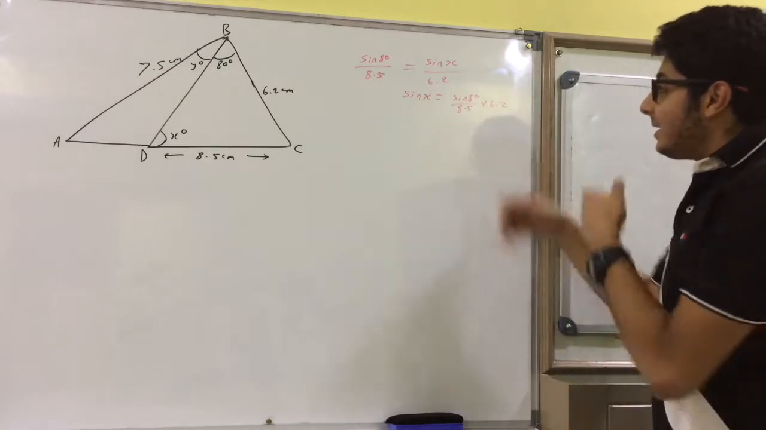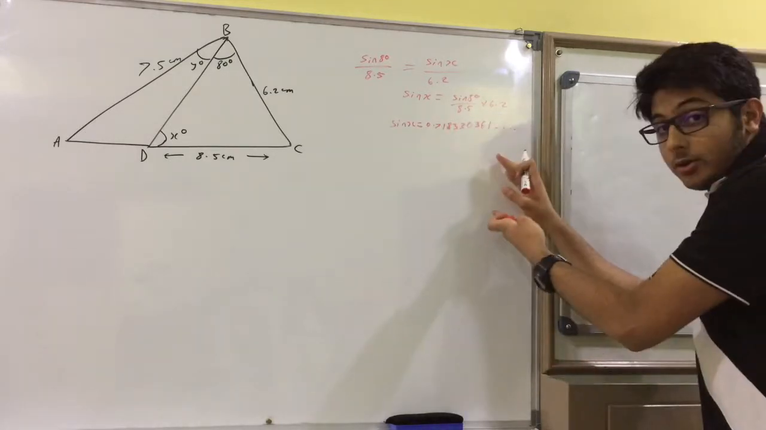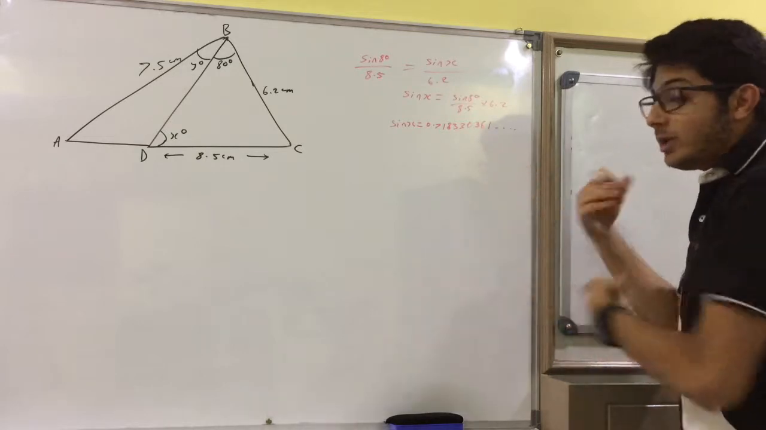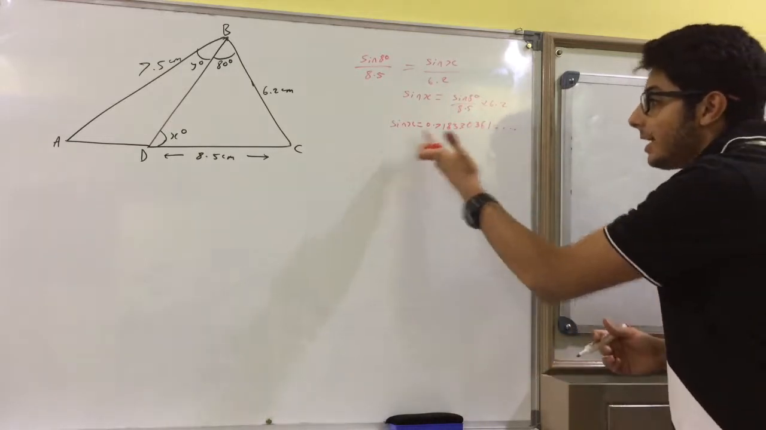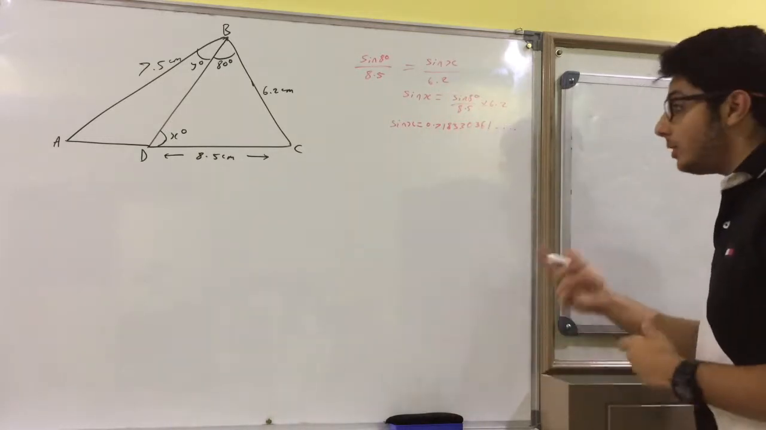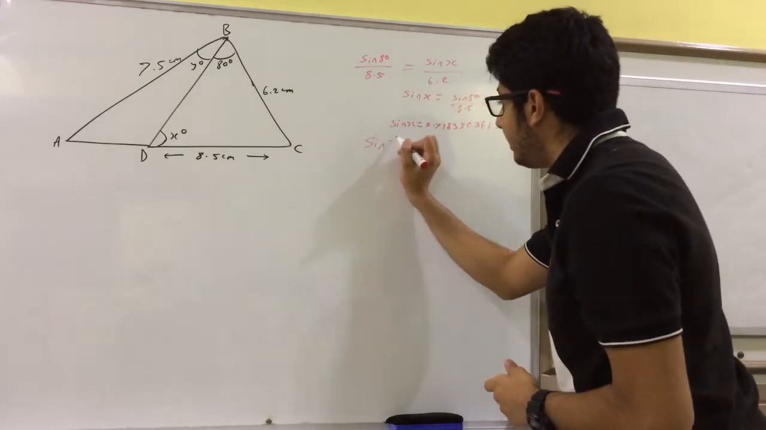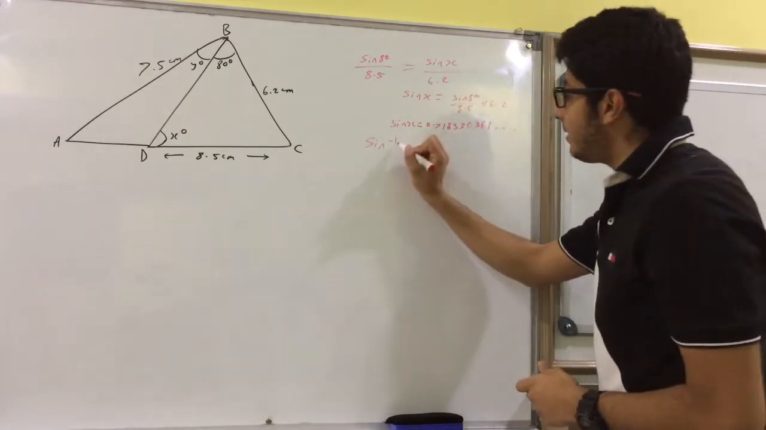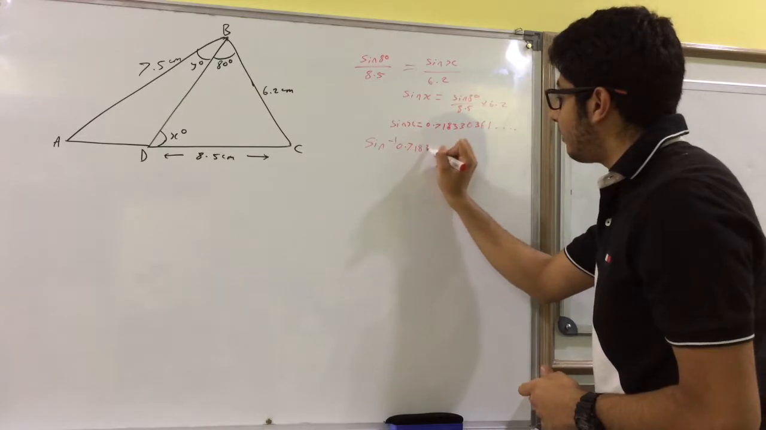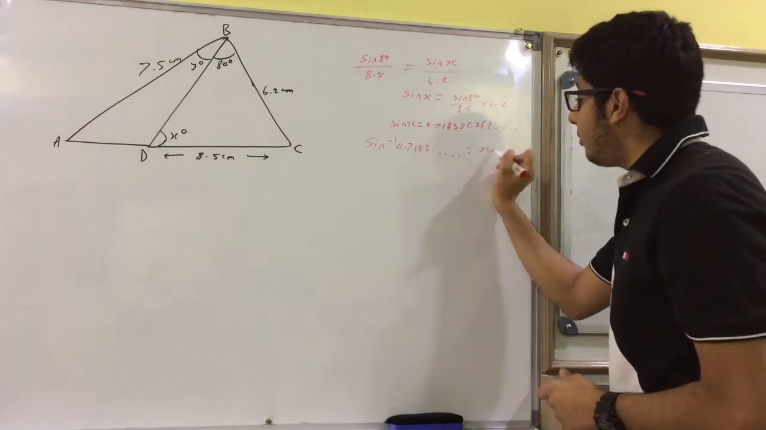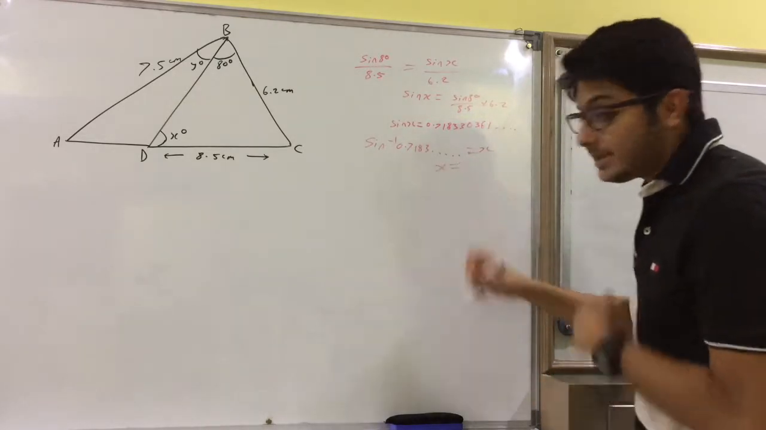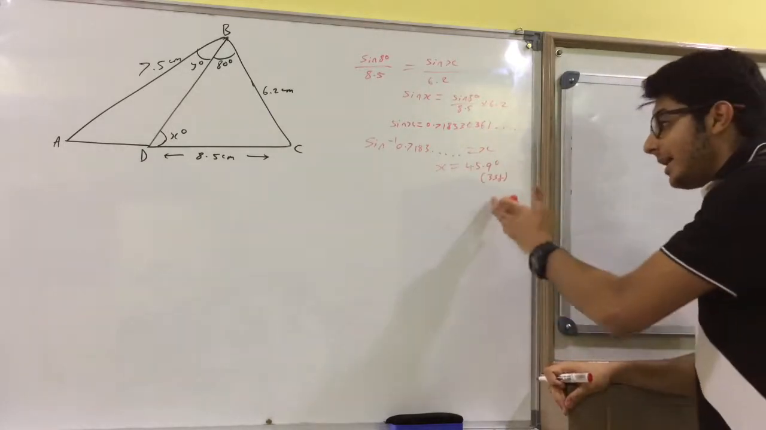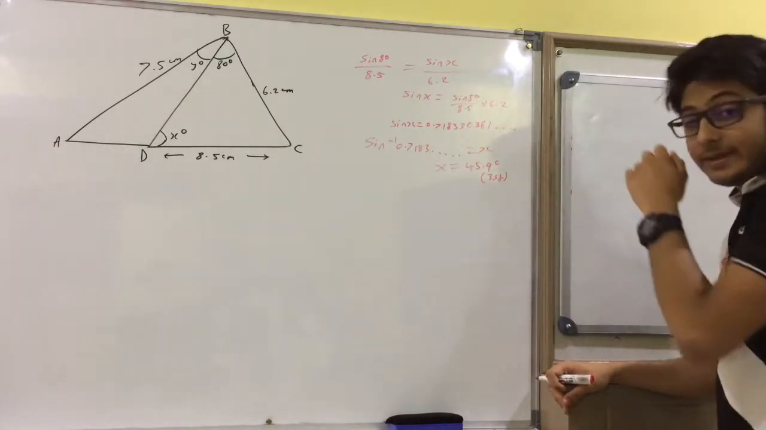So, that comes out to be this value right here, but are we done? No. This is sine of x. We want the angle x. So what we do is we do inverse sine of whatever came up in our calculator. So 0.7183 and so on. And that will give us x. So x is 45.9 degrees to 3 significant figures.